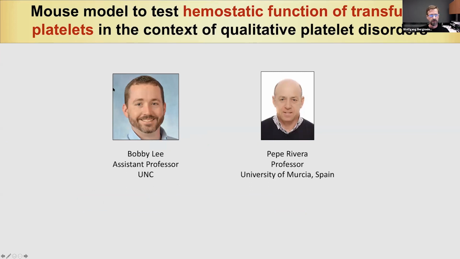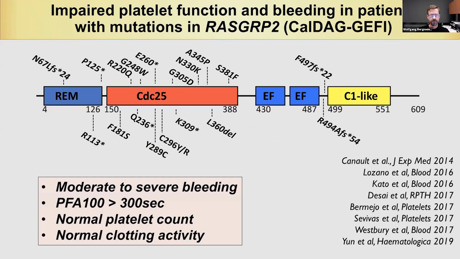This is work done by Bobby Lee in my lab, who was recently promoted to assistant professor. And I also want to highlight my friend Pepe Rivera from Spain, who was helpful with some patient studies that actually I will not talk about. So we got into this because of patients that were identified, and Pepe actually was one of the first ones identifying these patients that have mutations in this RAP1 activator called CalDAG-GEF1, this protein that gets recruited to the membrane. And the gene is called RASGRP2, so keep that in mind too.